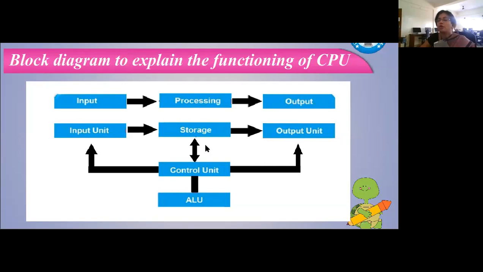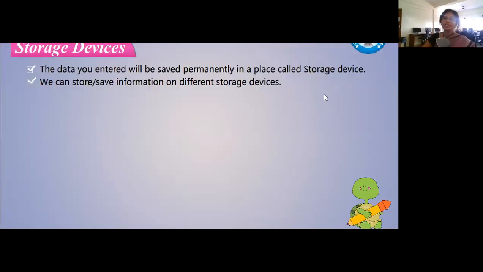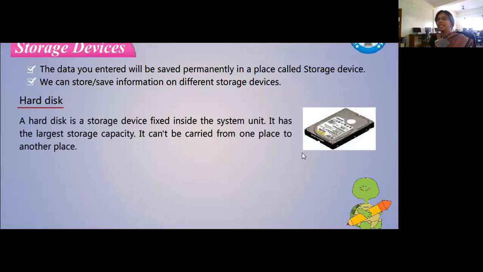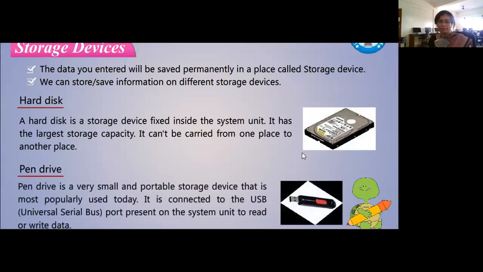I said computer also keeps all the information which we want the computer to store for us inside its brain. What is the brain of the computer? It is CPU. Yes, children, the data you entered will be saved permanently in a place called storage device, so that whatever data you want the computer to remember, it stores inside the system. Where does it go and get stored? It gets stored in the storage device.